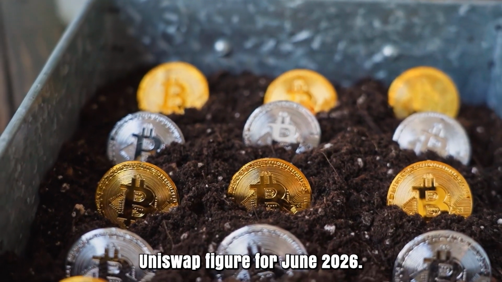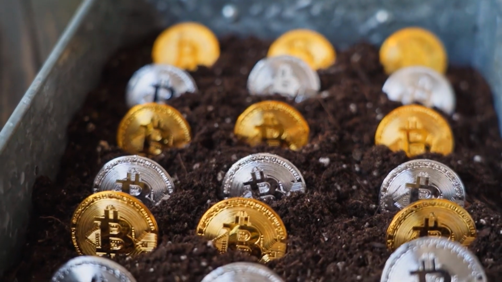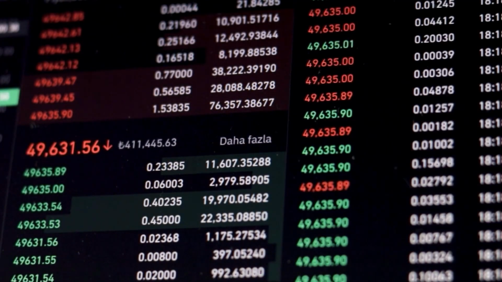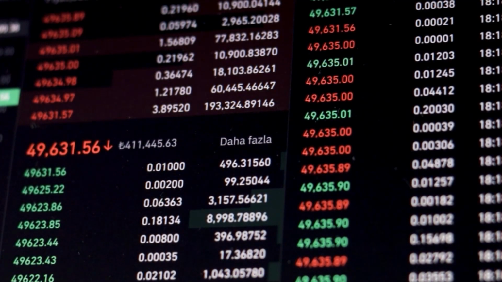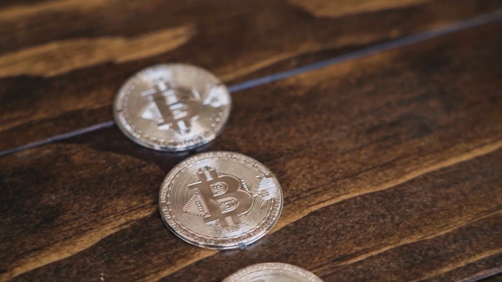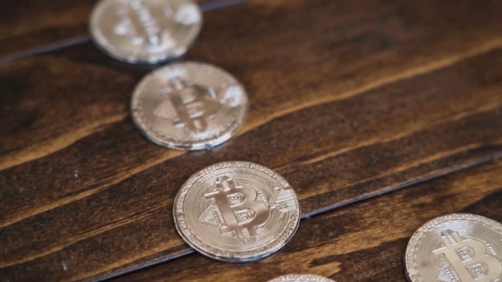Uniswap figure for June 2026. The opening price is 350 rands. The high price is 381, while the low price is 331. They arrived at the midpoint price of 355. The Uniswap price figure toward the month's end is 357.